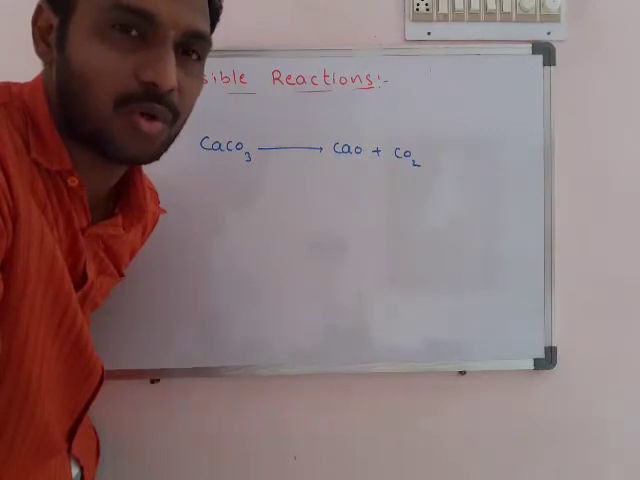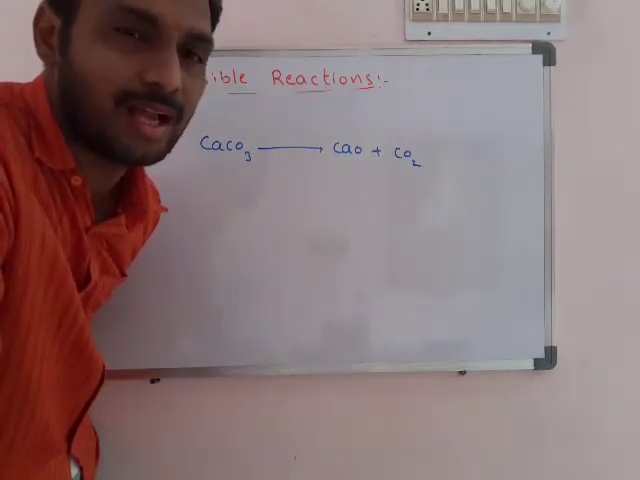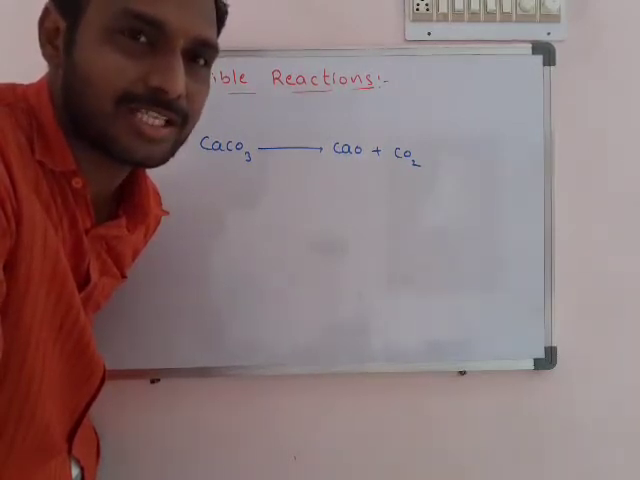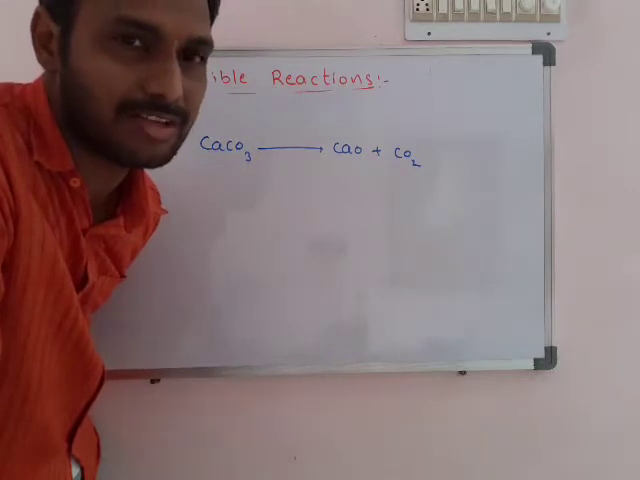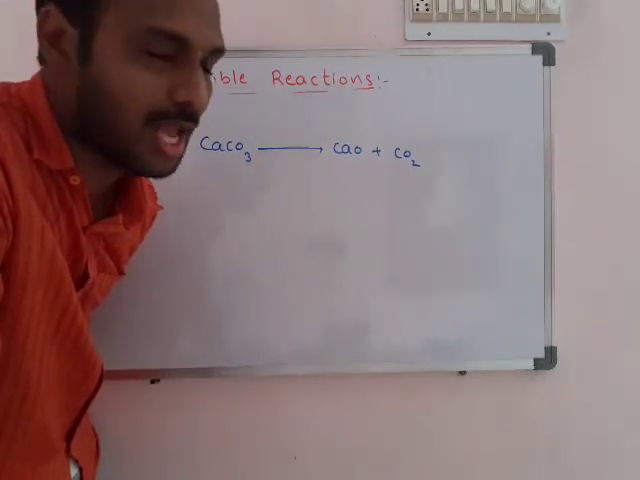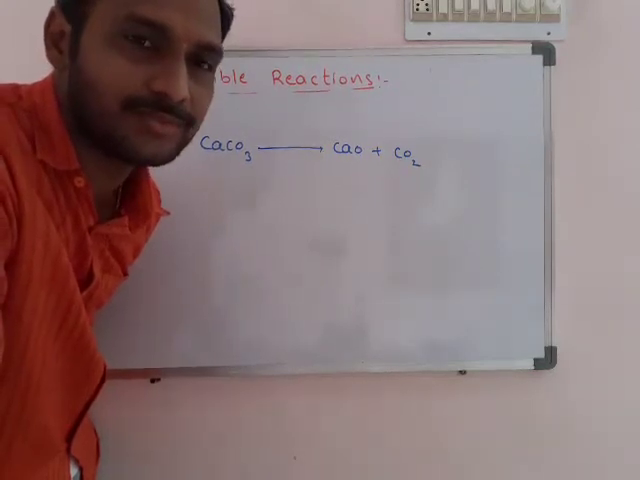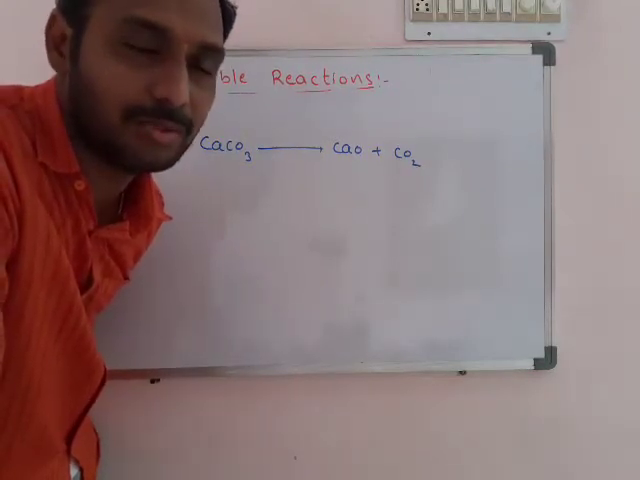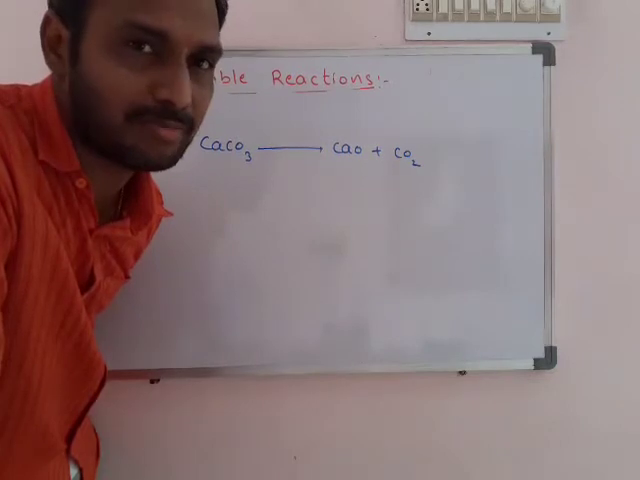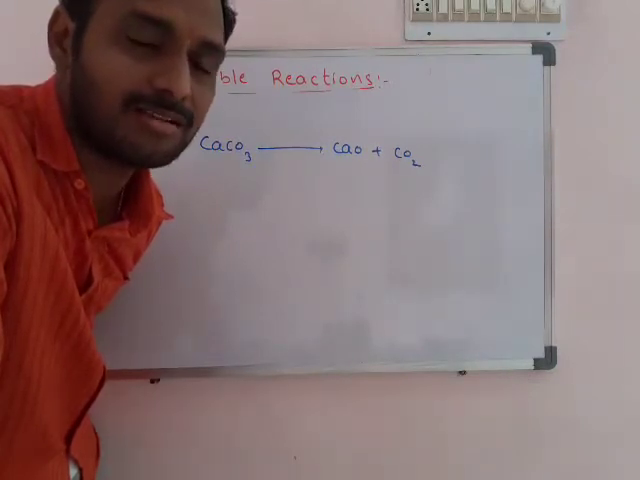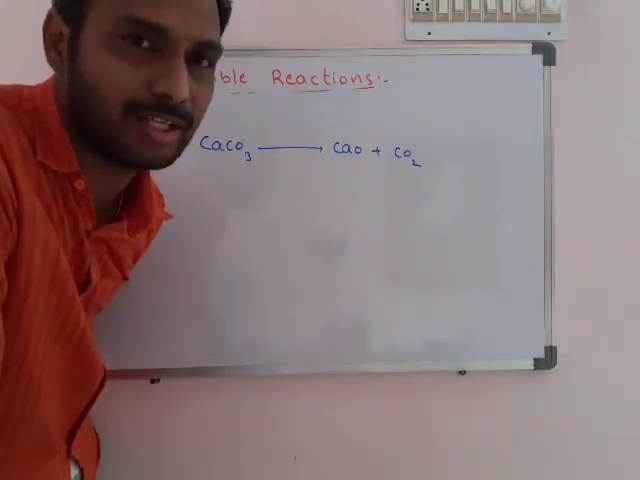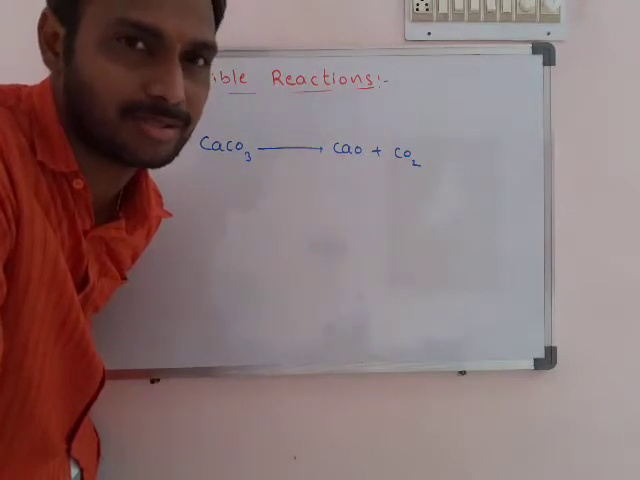Directly, we can't decide whether it is a reversible reaction or an irreversible reaction. For an unknown reaction, it is difficult for us to find out whether it is reversible or not. There are fixed examples, and we need to remember those examples.